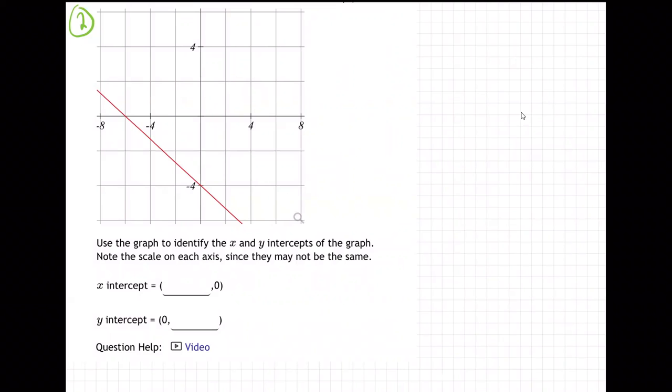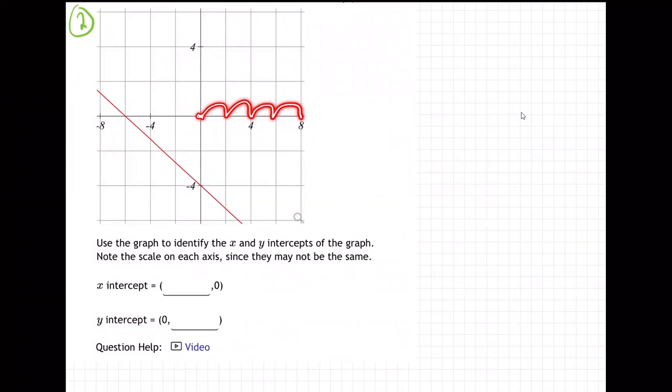Let's do this problem then. So use the graph to identify the X and Y intercepts of the graph. Note the scale on each axis since they may not be the same. Oh yeah, look, this is 4, right? Here's the center. And this is only 2 jumps over, but it's 4, and then 2 more jumps, and it's 8.